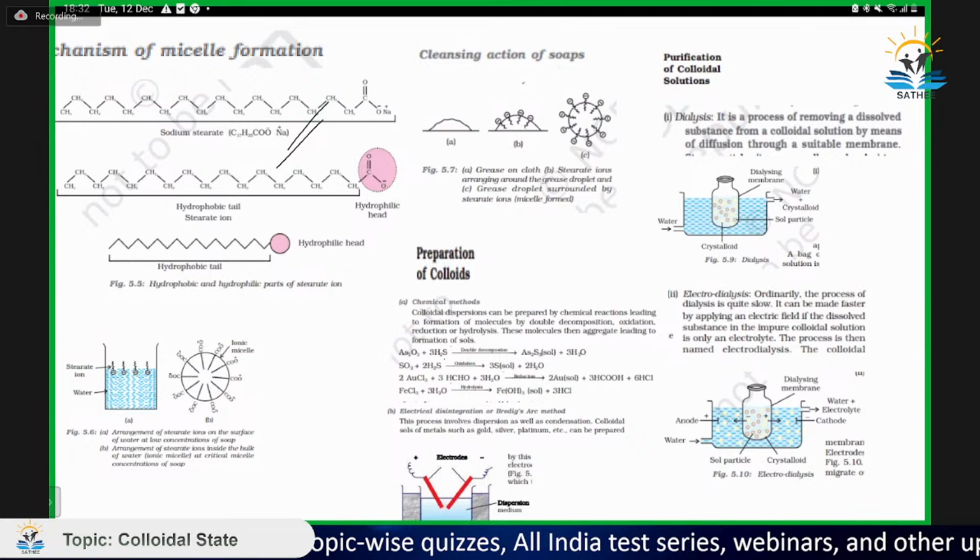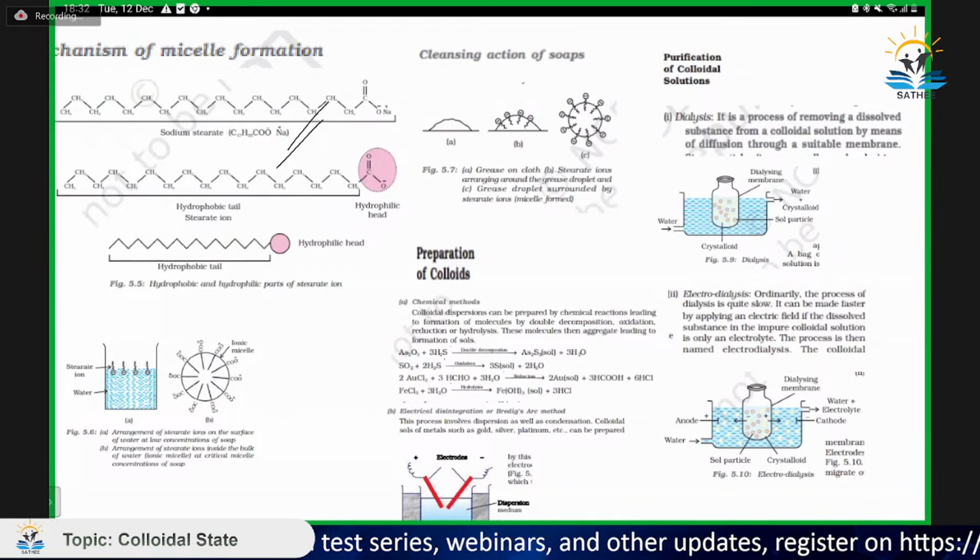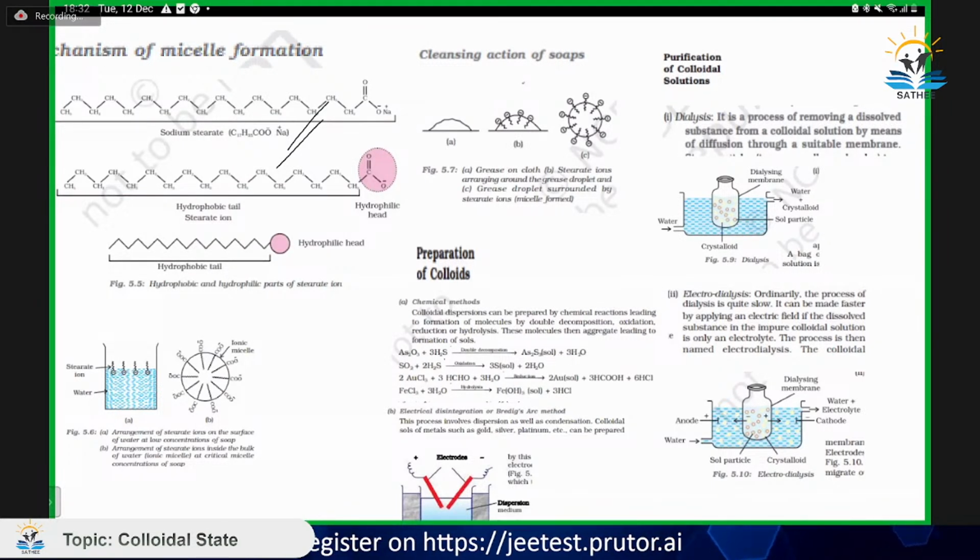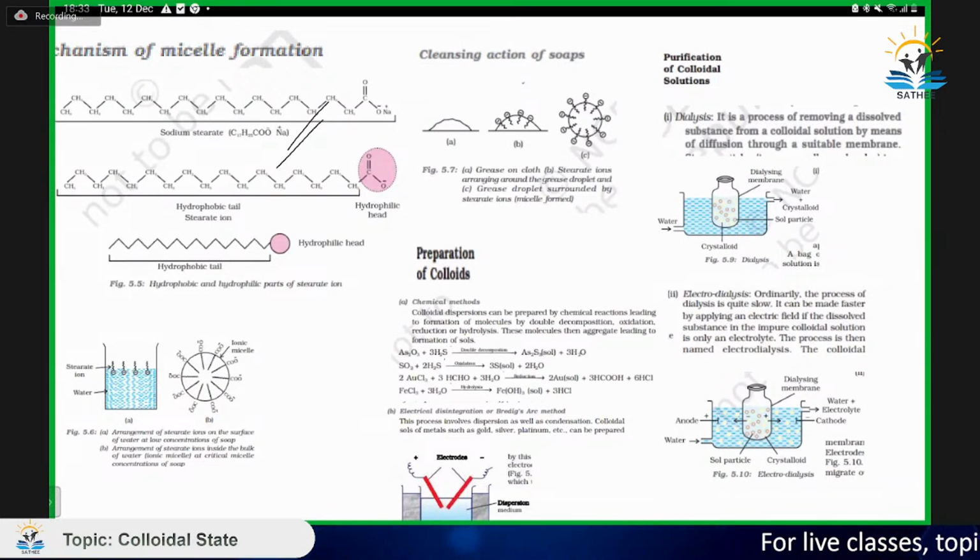Dialysis is the definition: it's a process of removing a dissolved substance from a colloidal solution by means of diffusion through a suitable membrane. So that's the arrangement. There is a dialyzing bag. You're going to drop the colloid into it. It's like parchment paper, but not exactly parchment paper. The dialyzing membrane is a bit different. Essentially the colloid doesn't go into the water, but the water can enter the colloid. They design the dialyzing membrane like that.